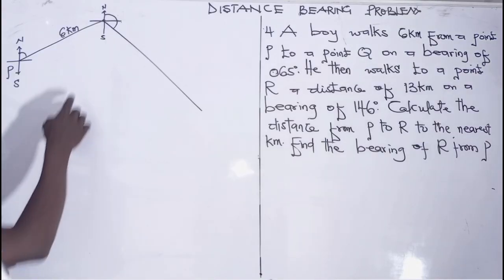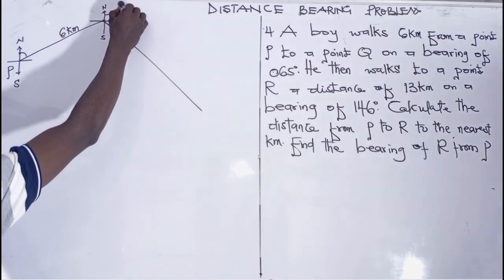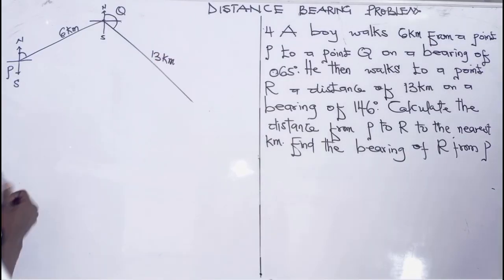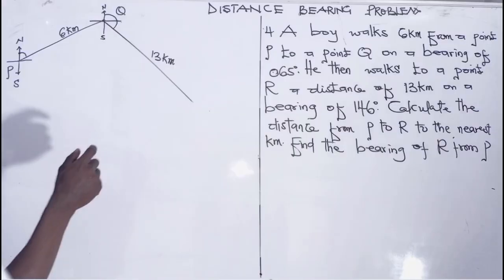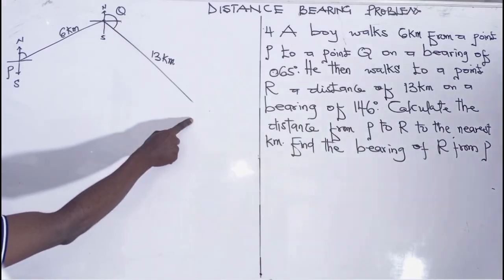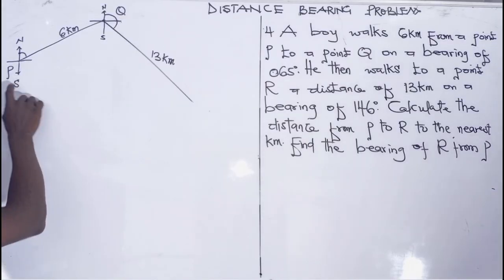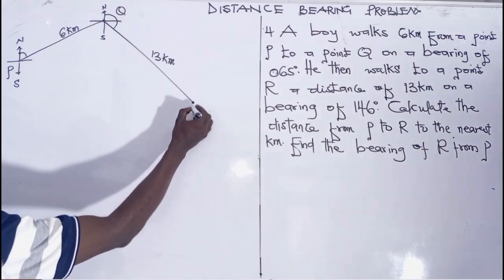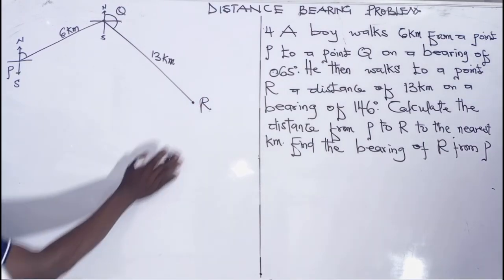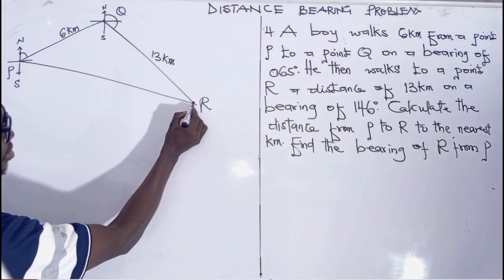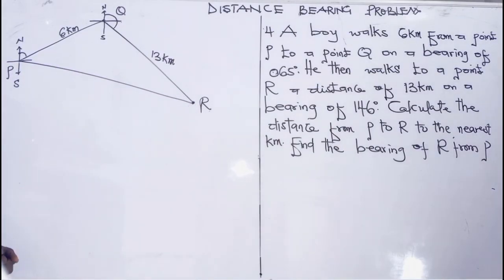Now with the distance from Q to R, we are having what? 13 kilometers. Now we know that 13 kilometers is longer than what? 6 kilometers. Therefore, the distance from Q to R must be longer than the distance from P to Q. That is one thing you have to take note of. So we have our R to be here. Once we are done with this, we are going to join P to R. So this is our diagram for the question on the board.